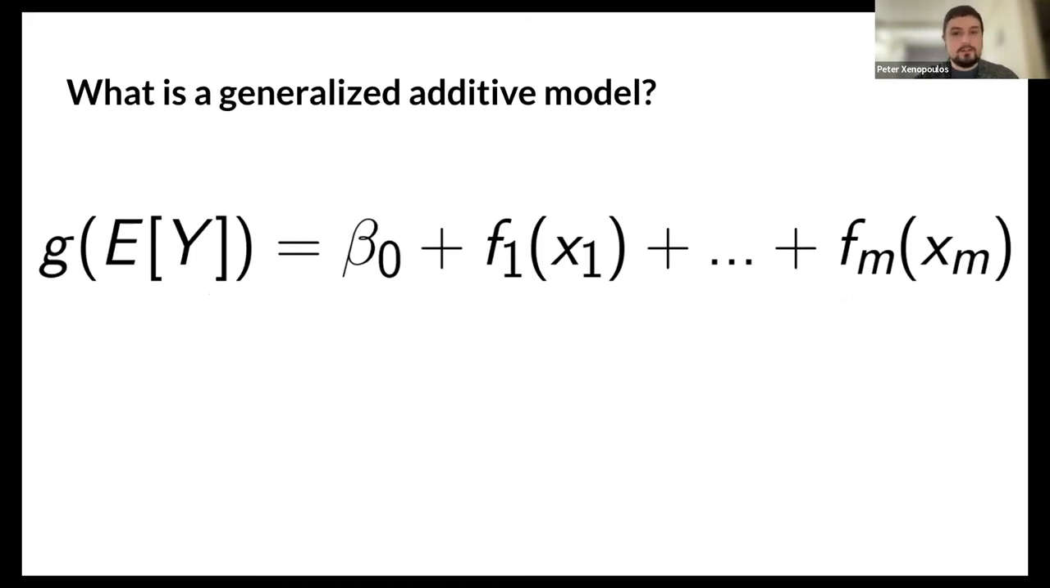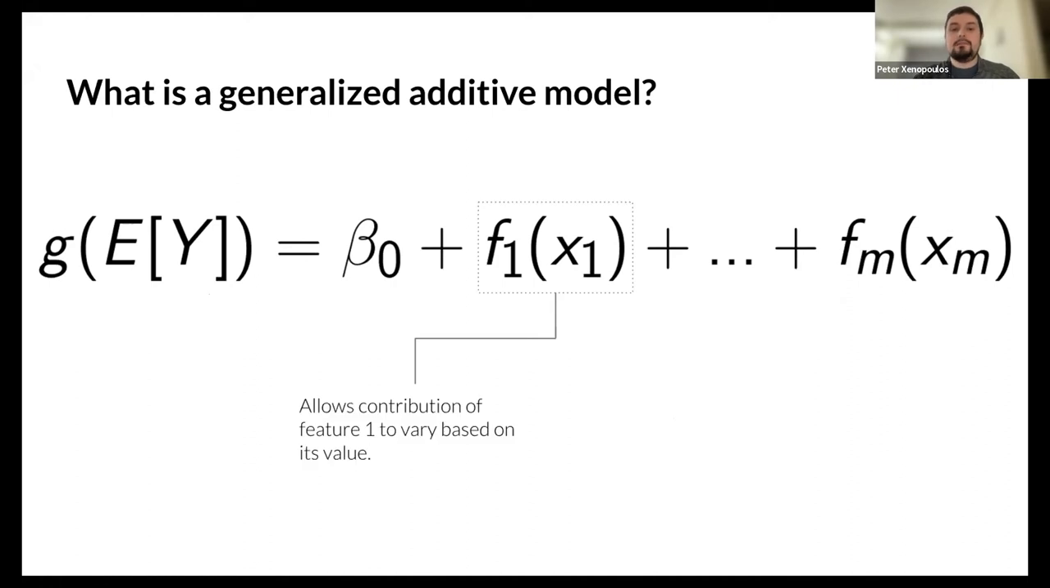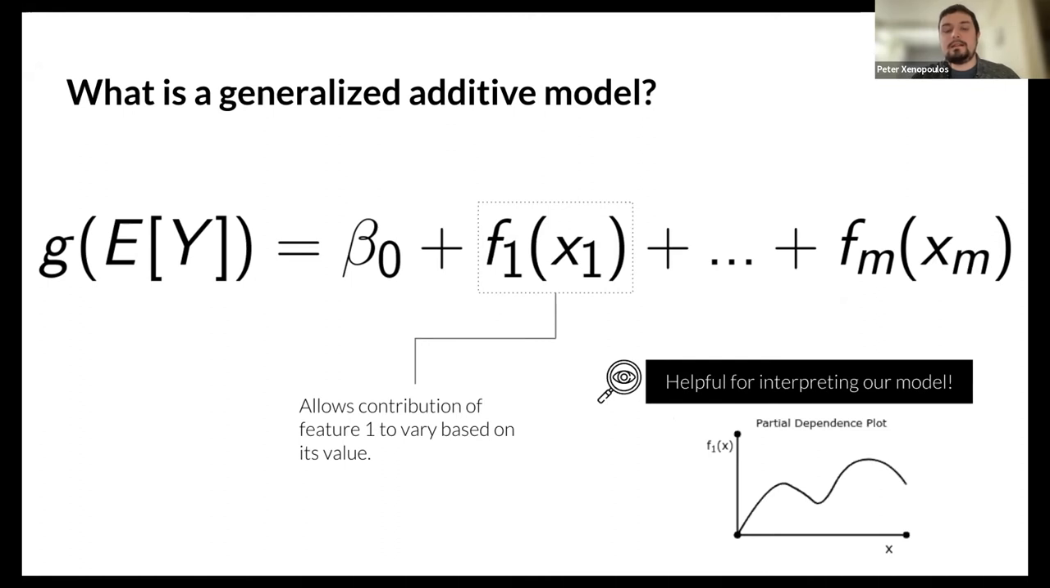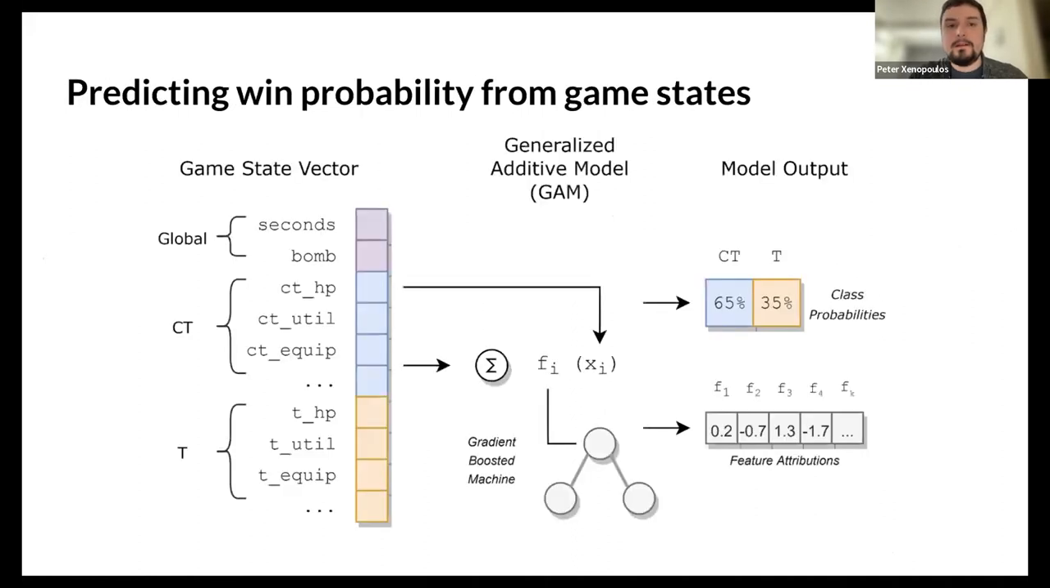On first glance, it'll look very similar to a linear regression. The main difference is that the contribution of these features, which we denote X1, X2, and so on, can vary based on its value. That allows us to create some nice plots, like these partial dependence plots, where the x-axis is the feature and the y-axis is the feature's contribution. To get the prediction, we just sum up all of the contributions. We'll show examples of this soon. So to put it all together, we have the game state vector, which tells us all the information of the game at time t. We pass it into our GAM, and our GAM will produce two things: the predicted probabilities of winning the round for each side, and the feature attributions.